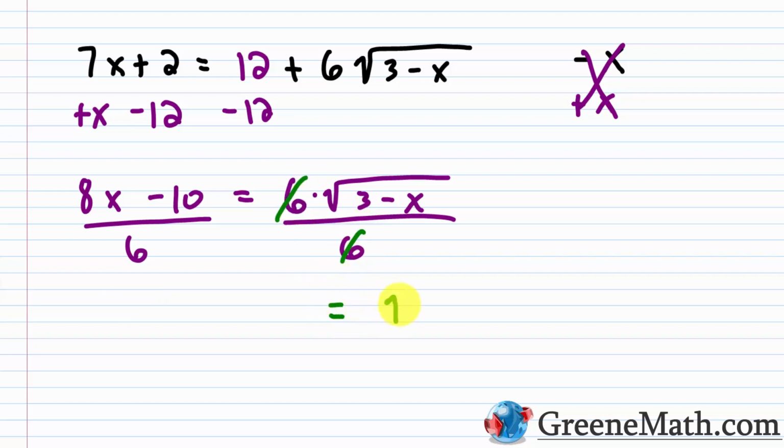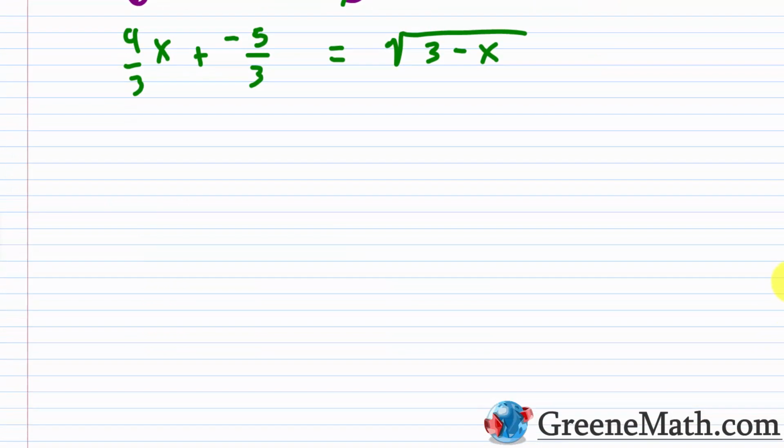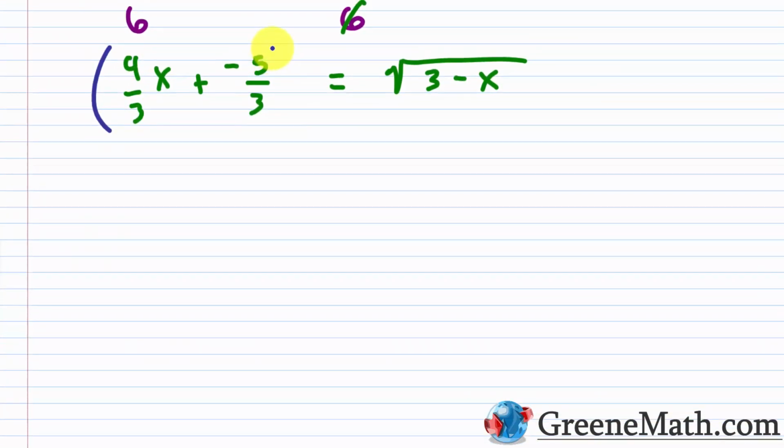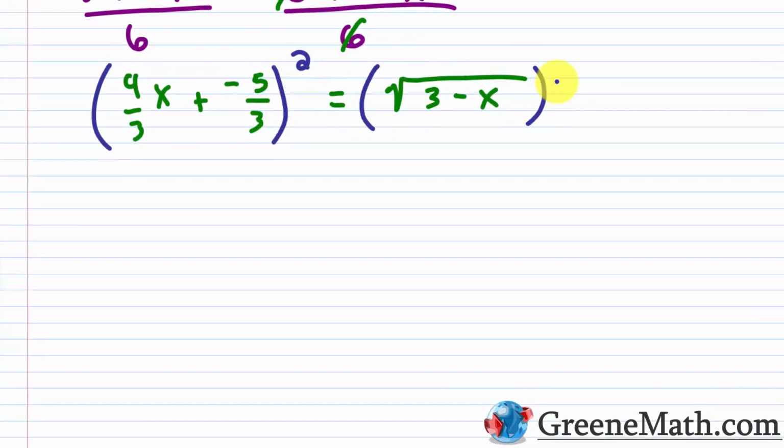On the right side, I'm going to have the square root of 3 minus x. On the left side, you think about 8 over 6, that's 4/3, times x. And then I'm going to put plus, you have -10 over 6. Let's put minus 5/3. Now, I'm going to square both sides.